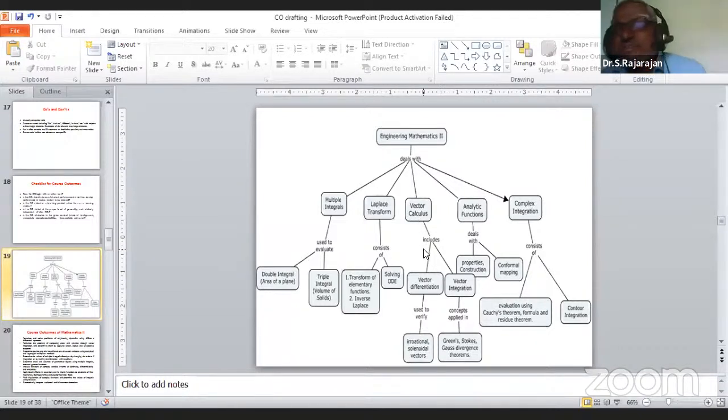and vector calculus includes vector differentiation, vector integration. So with this, you will find that many subdivisions come out. According to this, they have given this for engineering mathematics, this level is 5 units or 5 outcomes they are trying to write for the entire syllabus.